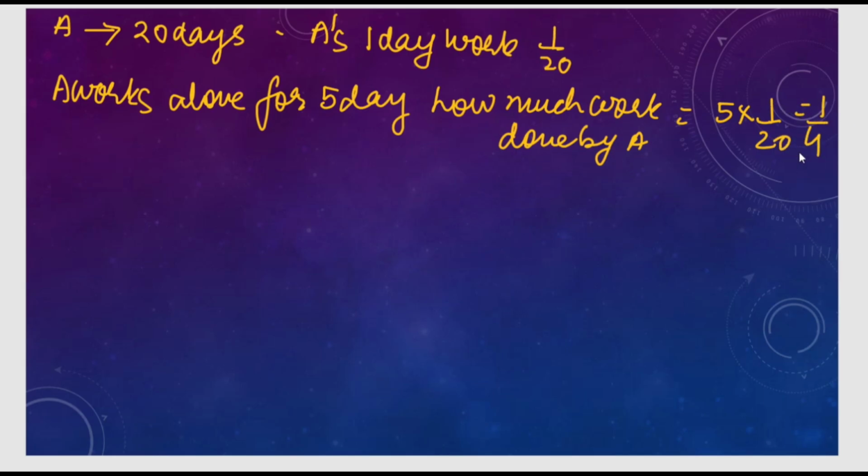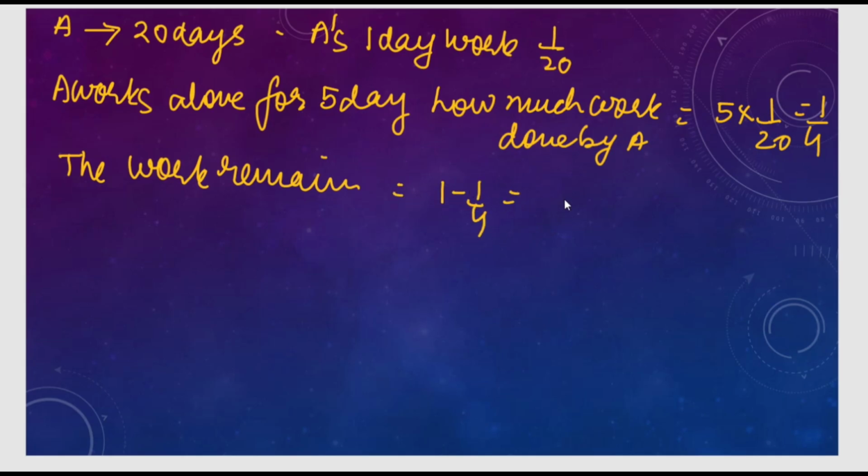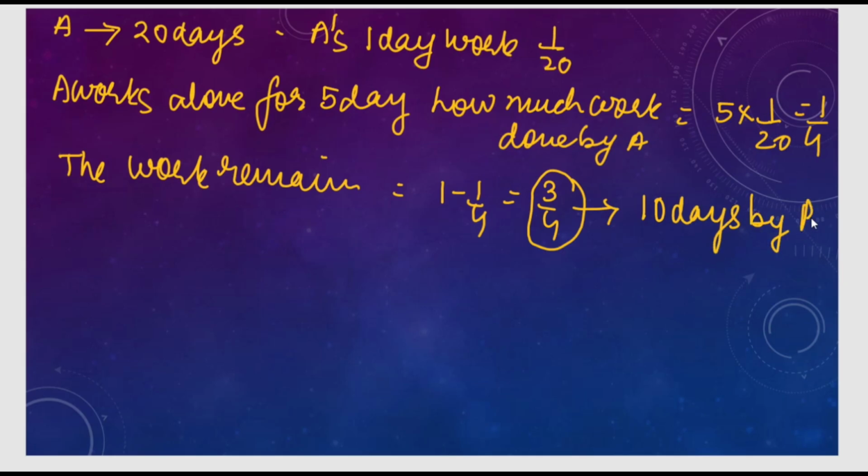Now see, the work remained. Remaining work will be how much? 1 minus 1 by 4. So I will get 3 by 4 only. And this 3 by 4 work has to be done in 10 days by B. Now you got the question details?